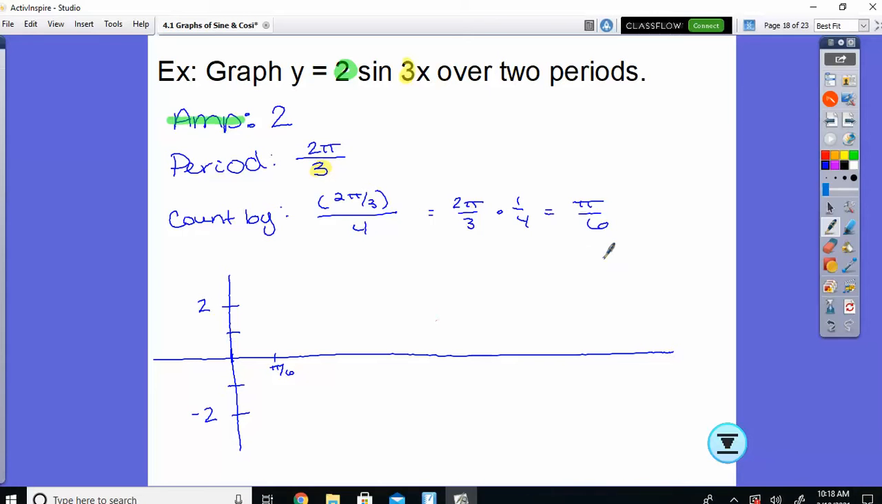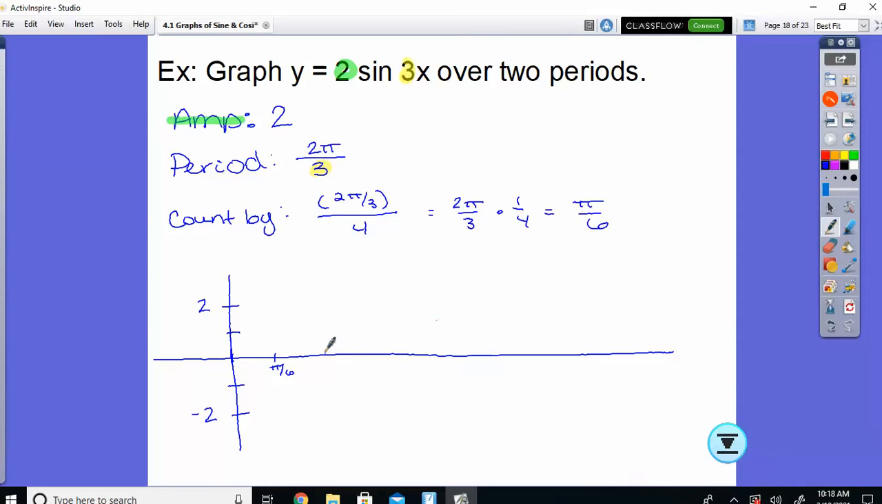Just like when we went around the circle, we had the 4 axes, and we always started and ended at the same spot. So we're going to do 5 points. Again, if you need to use your calculator for this, you can. You just don't put in the pi's. But you just keep adding your count by. So I'm at pi over 6.